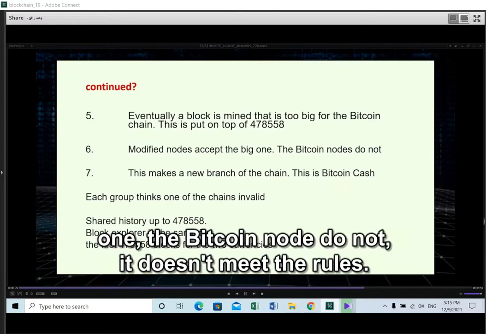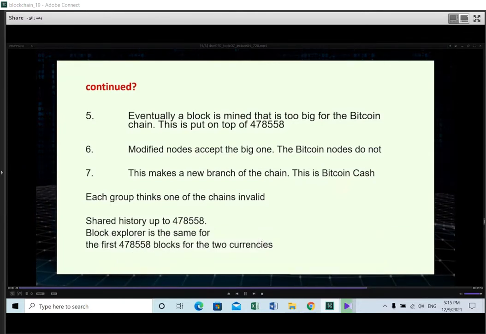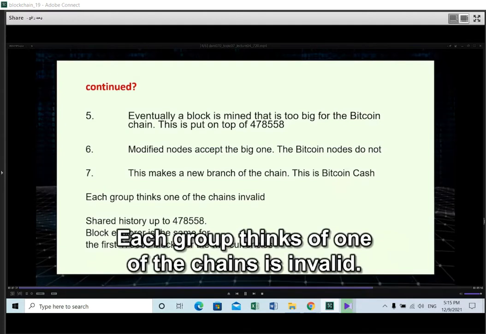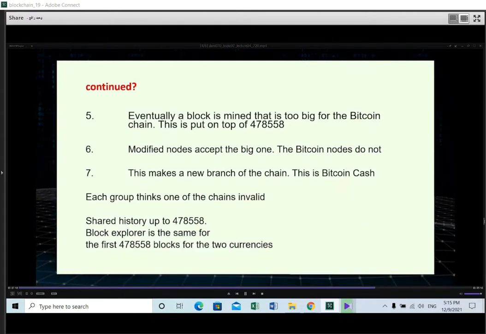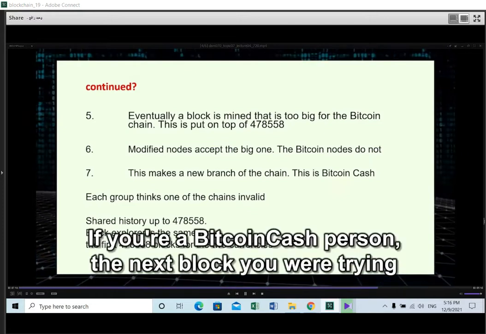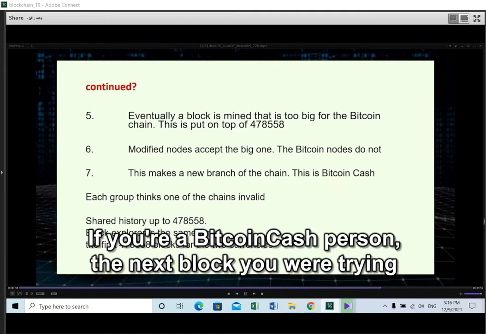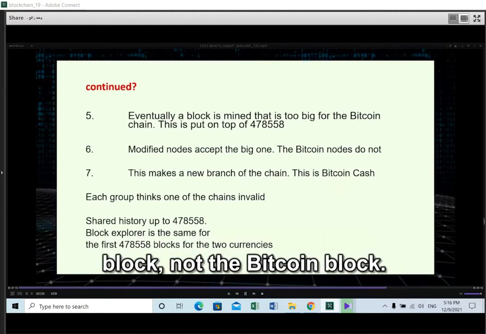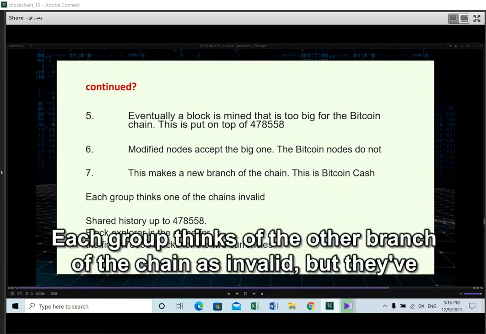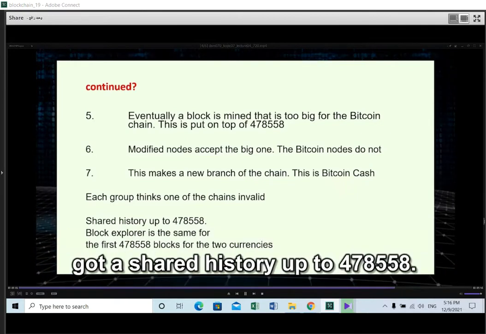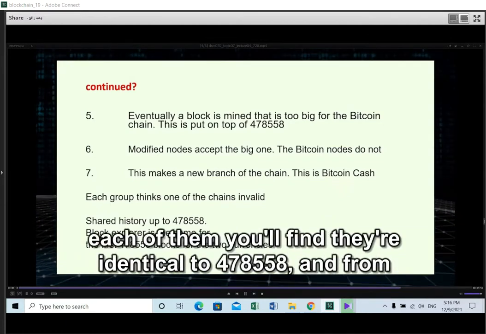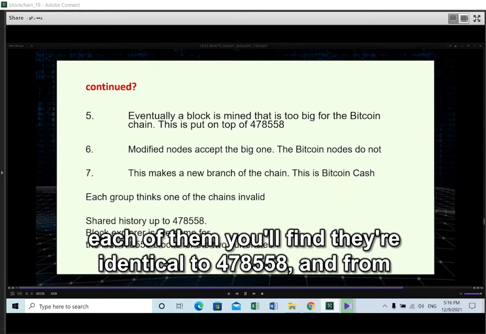The Bitcoin nodes do not. It doesn't meet the rules. Okay? This makes a new branch of the chain. It's called Bitcoin Cash. And each group thinks of one of the chains as invalid. So if you're a Bitcoin Cash person, the next block you're trying to mine is going to sit on top of that big Bitcoin Cash block, not the Bitcoin block. Each group thinks of the other branch of the chain as invalid, but they've got a shared history up to 478558. If you look at the block explorer for each of them, you'll find they're identical up to 478558, and from there on they're different.